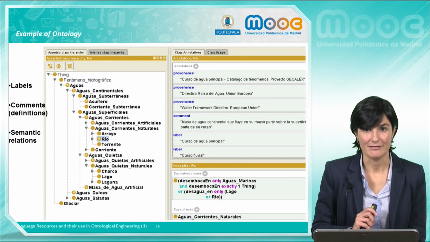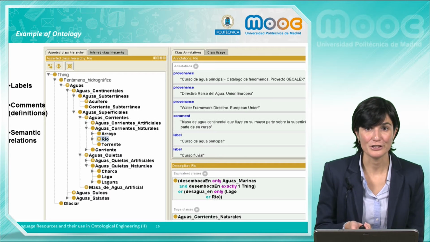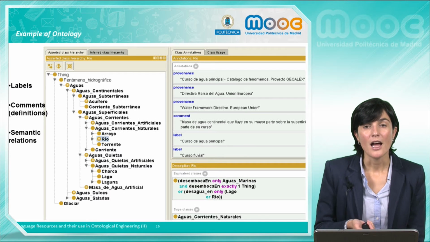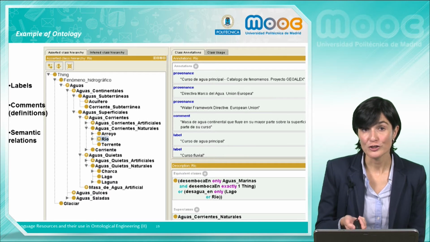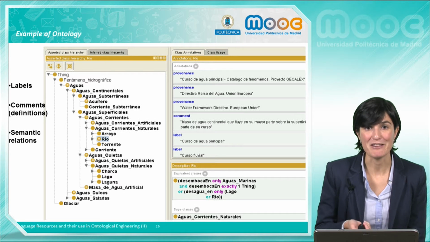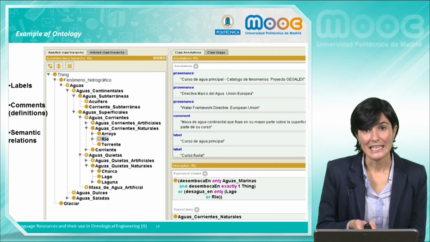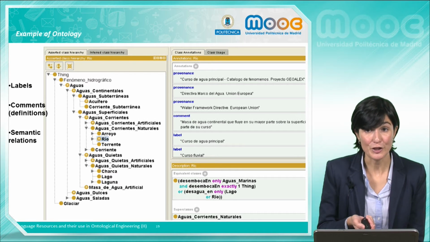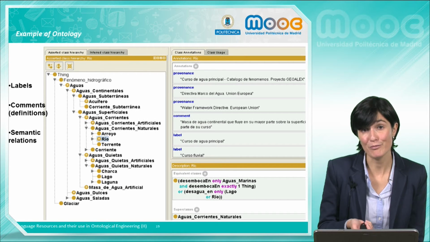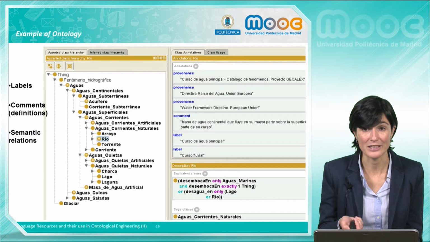And finally, this is an ontology of the hydrology domain in Spanish, built with the ontology editor Protege, as you may recognize. And as you already know, in ontologies, relations are made explicit and are interpretable by computers, so they are the highest exponent of semantic resources.